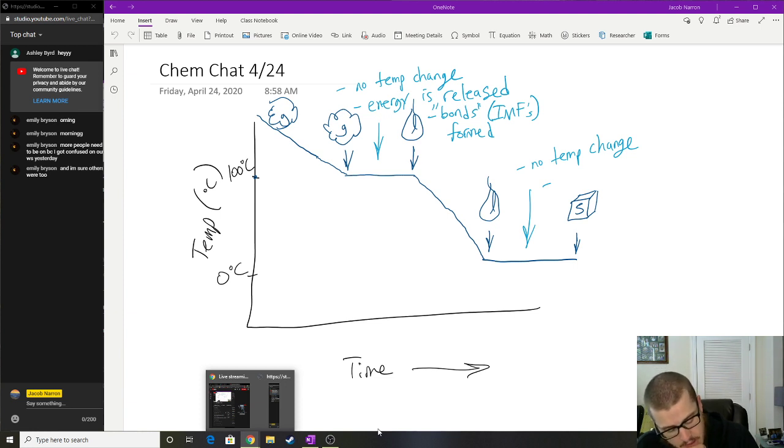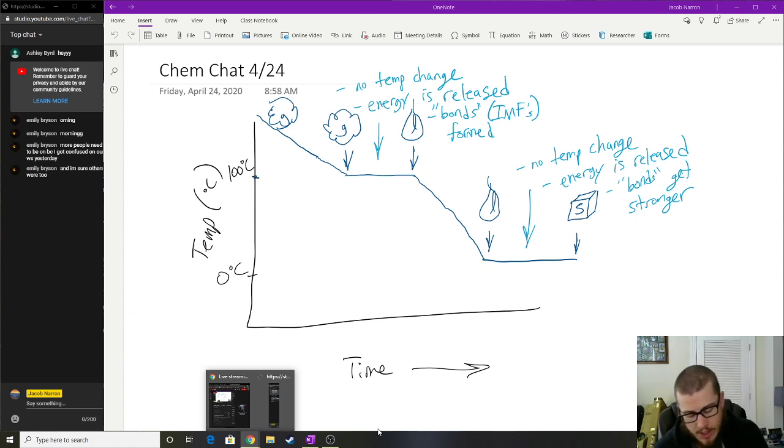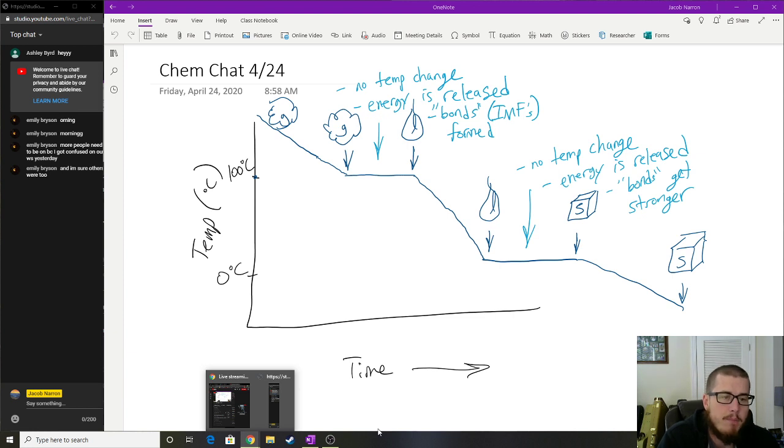And so instead, energy is still being released, and these bonds just get stronger. Fantastic. And then finally, when you have a solid, maybe it just gets colder and colder and colder. So way down here, it's still going to be a solid. It's just going to be a much colder solid. Alrighty, so let's identify what type of phase changes we're talking about here.